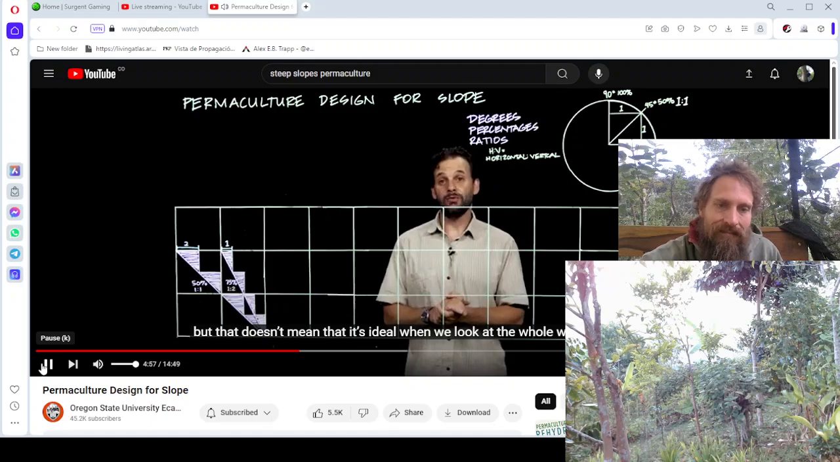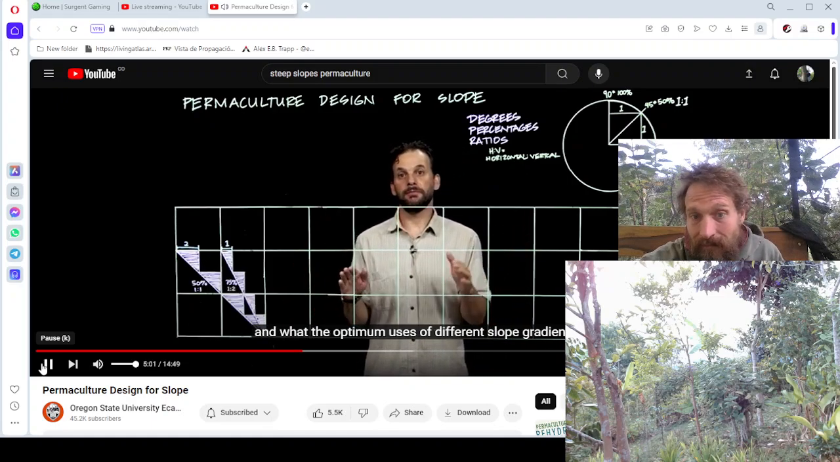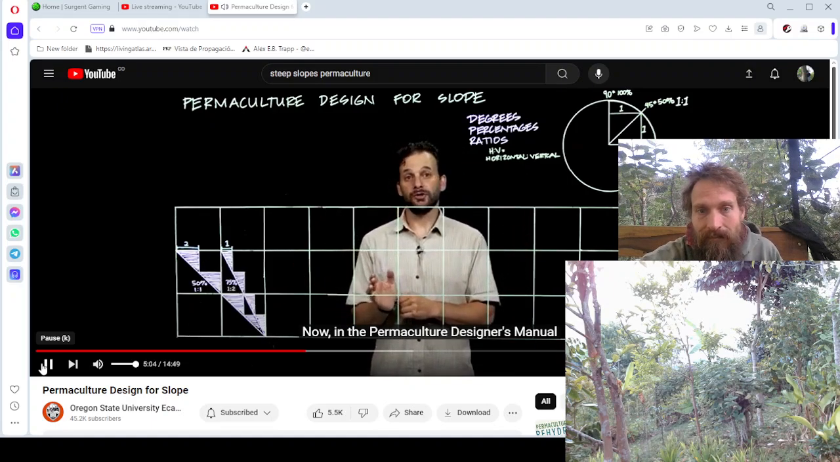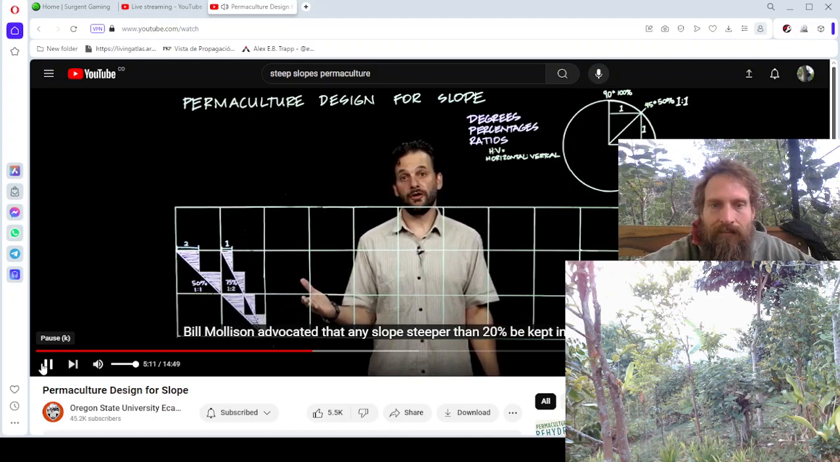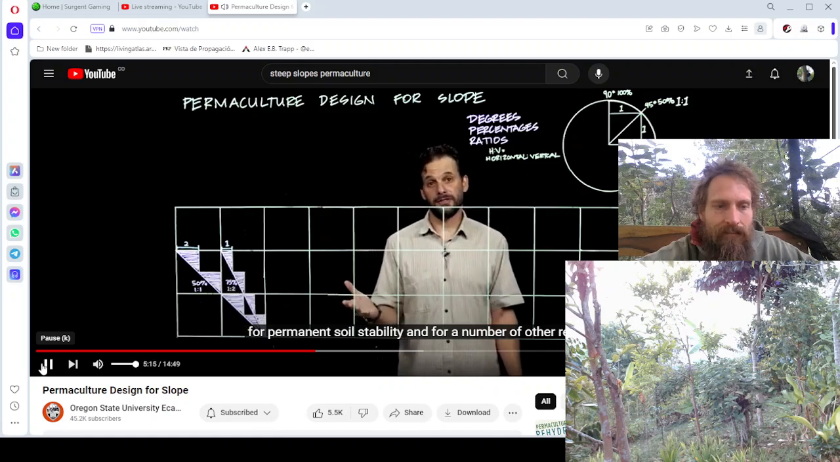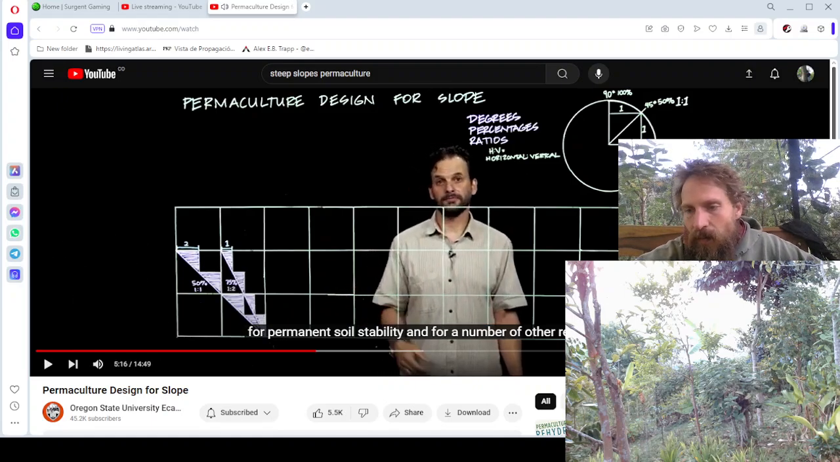But that doesn't mean it's ideal when we look at the whole watershed system and what the optimum uses of different slope gradients are. Now, in the Permaculture Designer's Manual, Bill Mollison advocated that any slope steeper than 20% be kept in permanent forest for permanent soil stability and for a number of other reasons. So this is the important part here that I wanted to talk about. Bill Mollison, who invented permaculture, put in some guidelines, right? Anything more than, did he say 30%, 20%? Permanent forest. Now, of course, that doesn't mean you can't cultivate a permanent forest, but we'll get to that point as well.